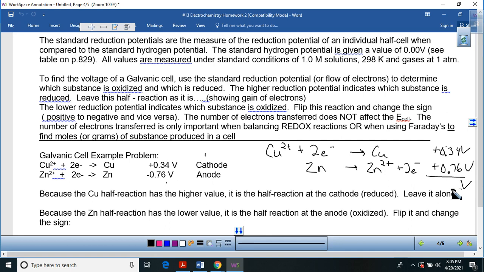And then when I add this up, I get a value of 1.1. And so that means that this particular cell, this copper zinc cell, has a value of 1.10. That's the voltage.